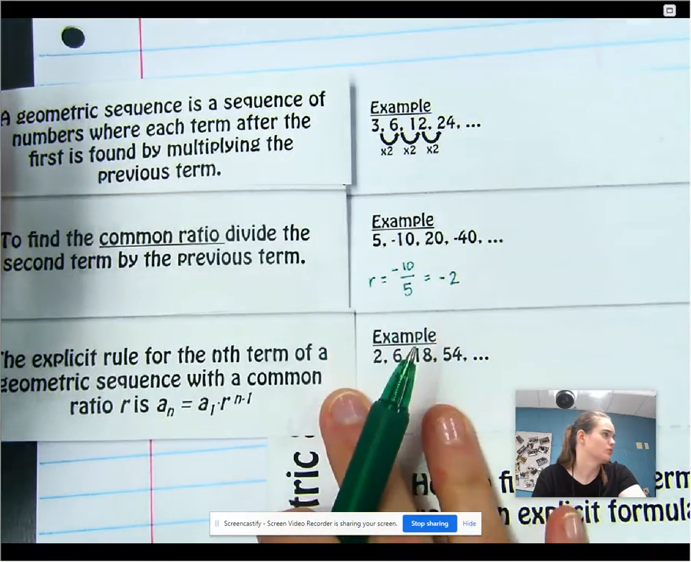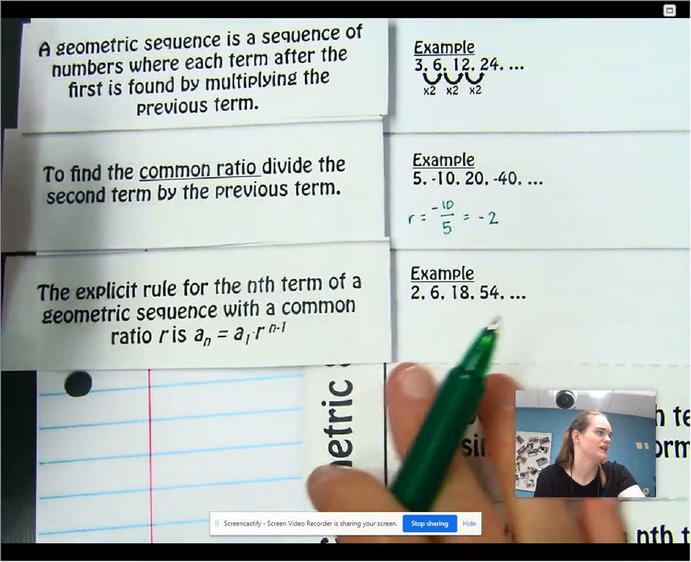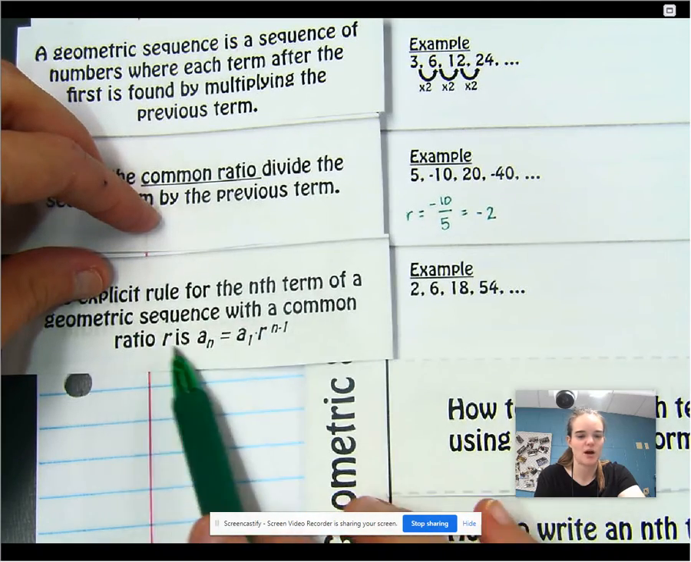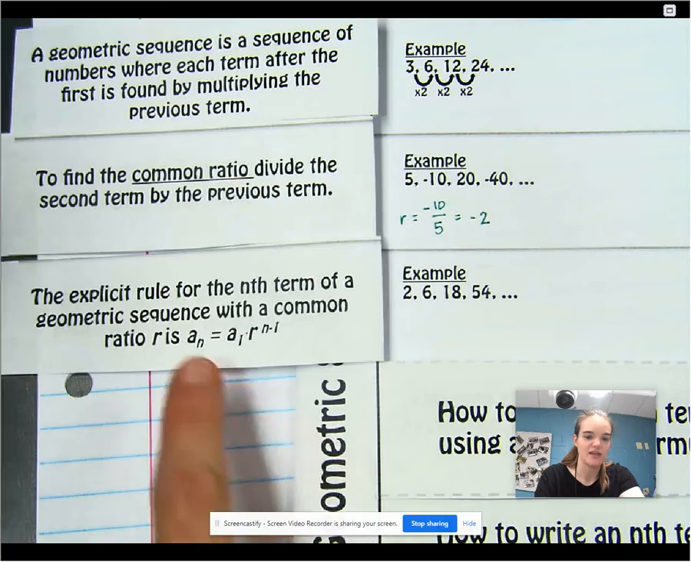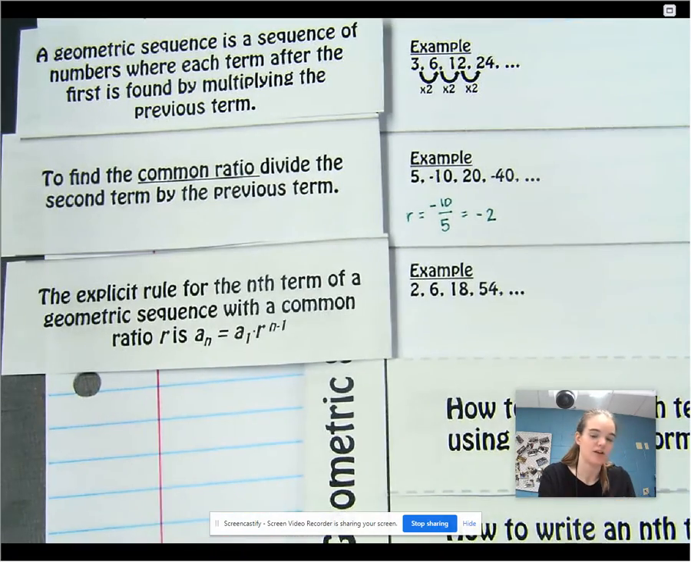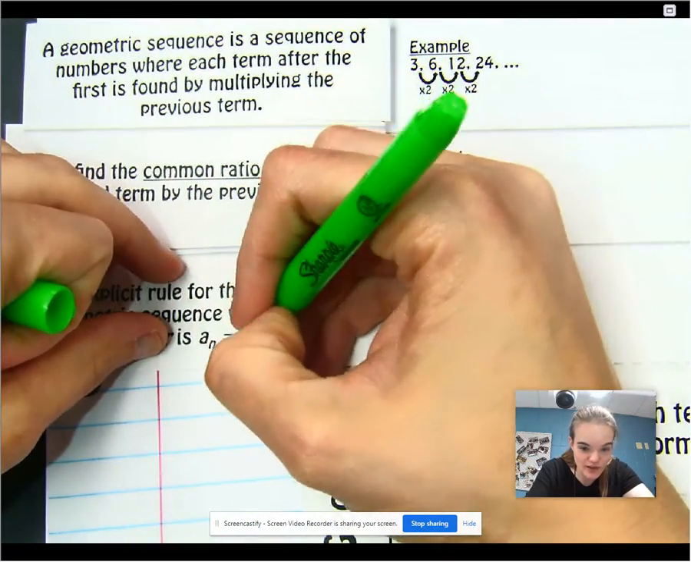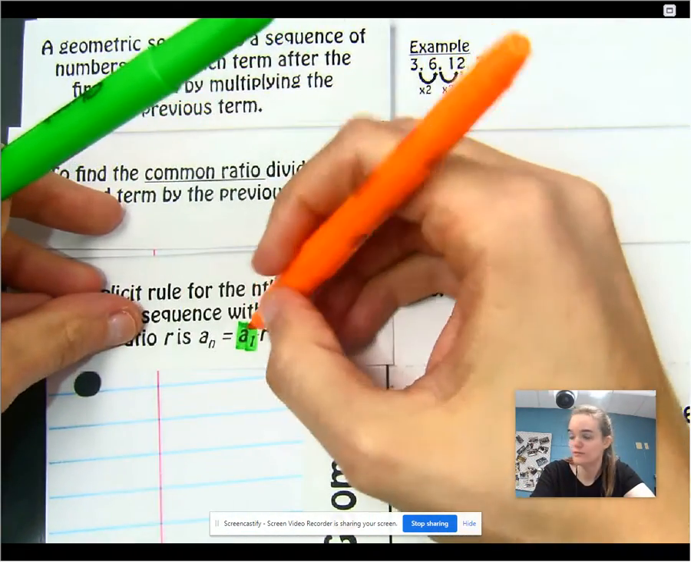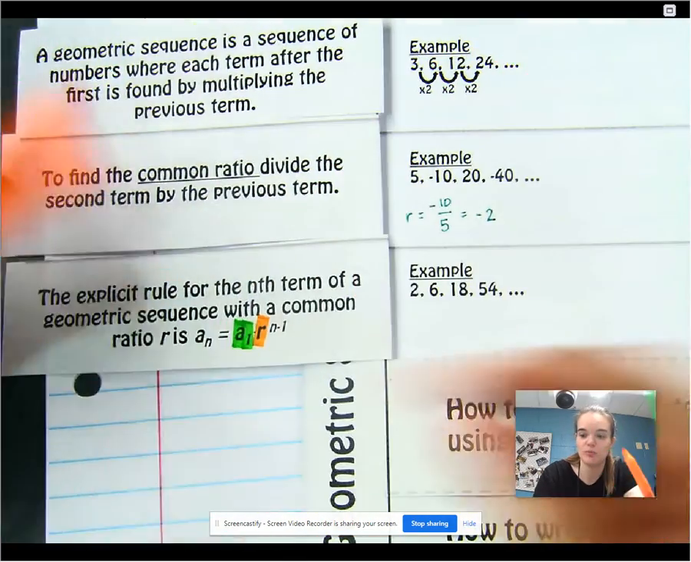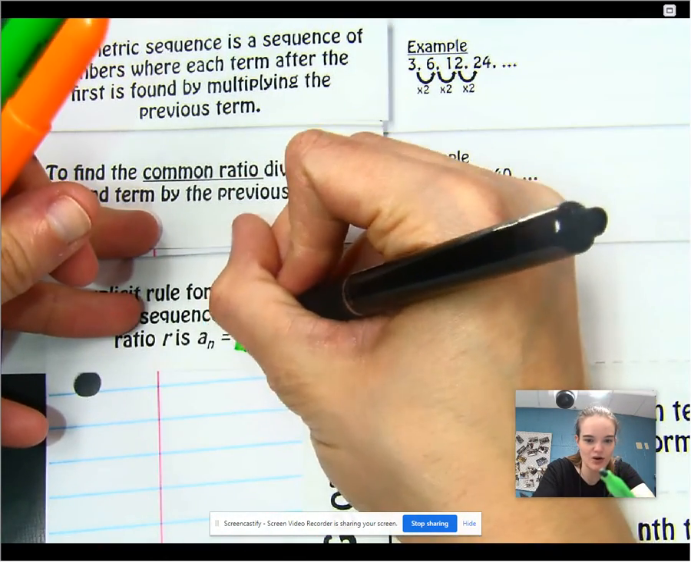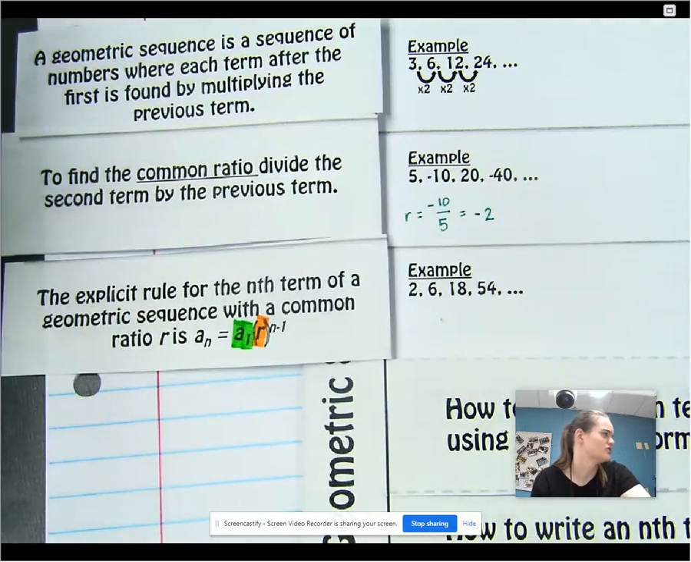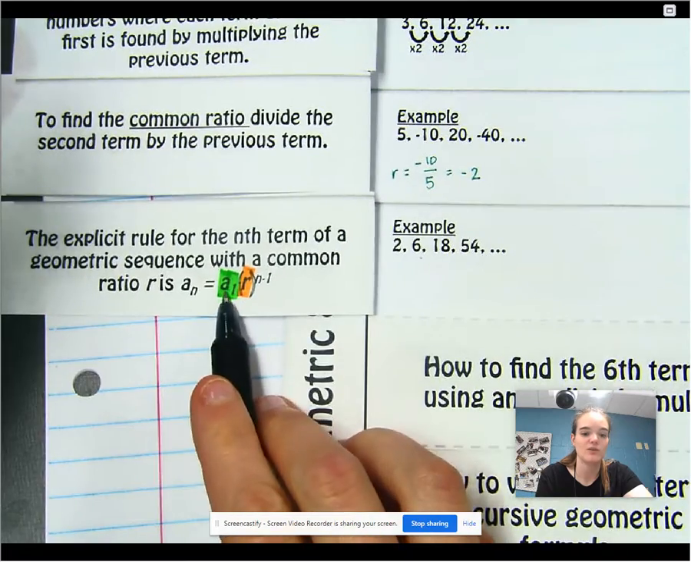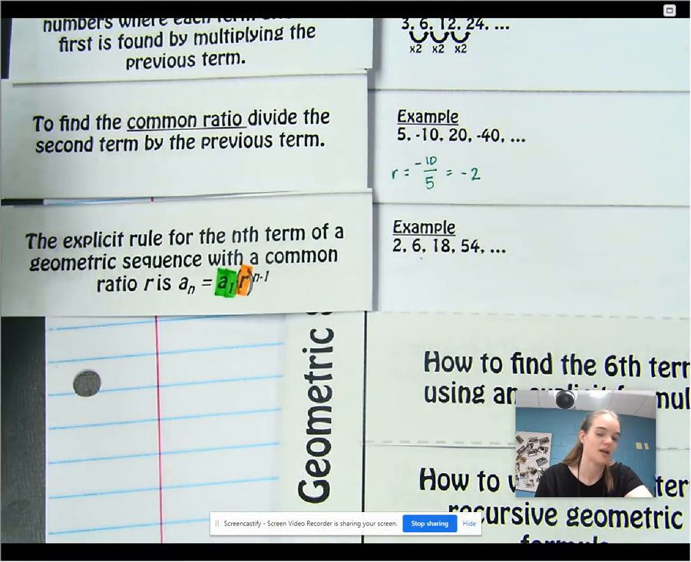The explicit rule. Remember, that means you can plug it in directly. The explicit rule for the nth term of a geometric sequence with a common ratio R is A sub n equals A sub 1. We've heard that before. That's the first term. Times R, the ratio. Now, I want you to put parentheses around R because it will help. It will look neater. It's easier to understand. It's still just multiplying, but we're going to use parentheses. All right, that means we need to find A1 and R before we can write our equation.